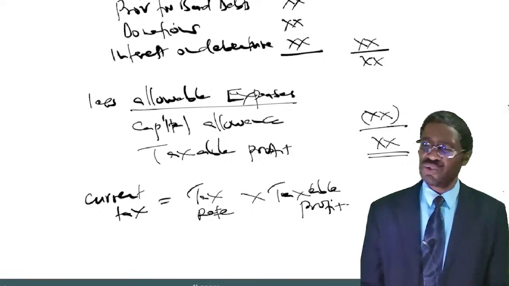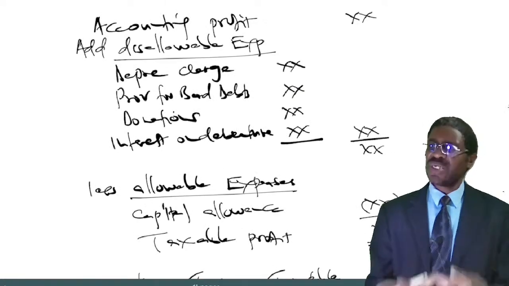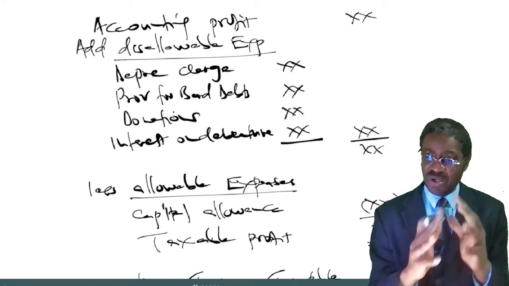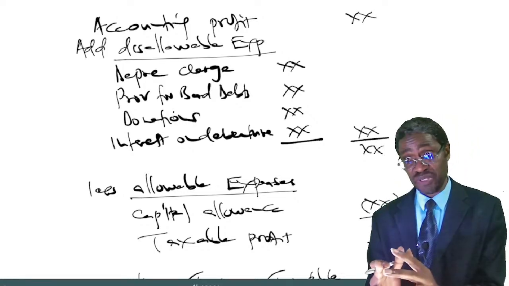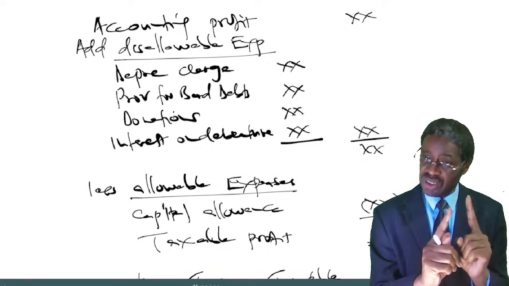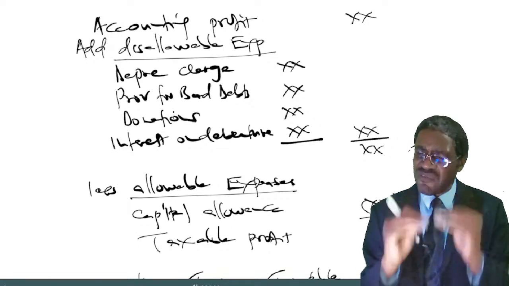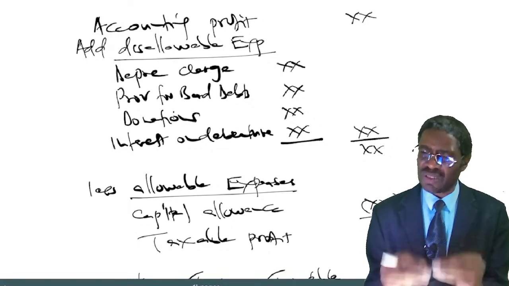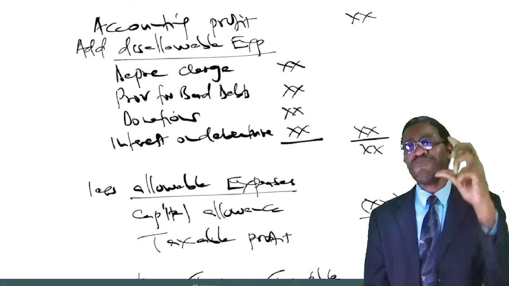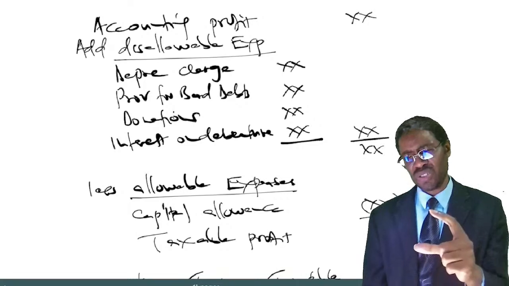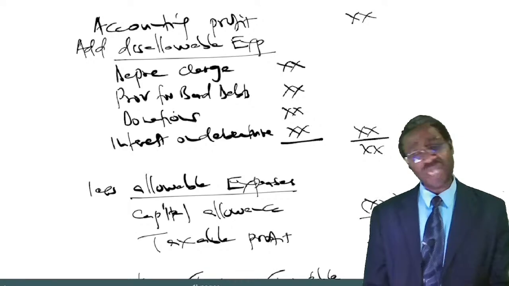But before I introduce that concept, listen, what are the causes of the differences between the accounting profit and the taxable profit? I've only given you a few examples. You have done the subject of taxation, and so you all know that there are many causes of why the accounting profit is normally not the same as the taxable profit.